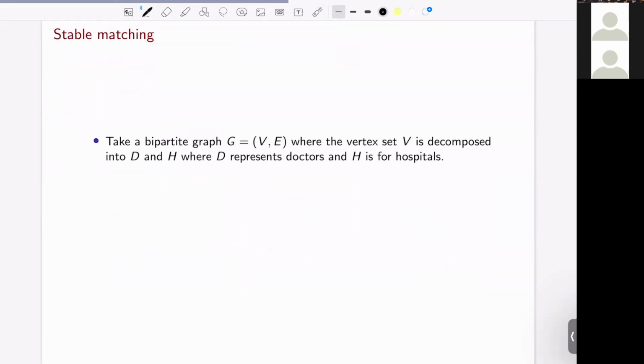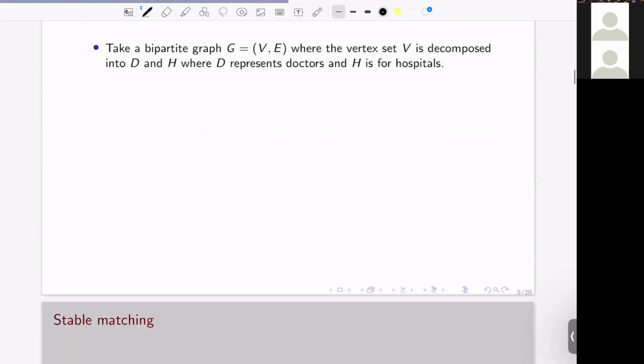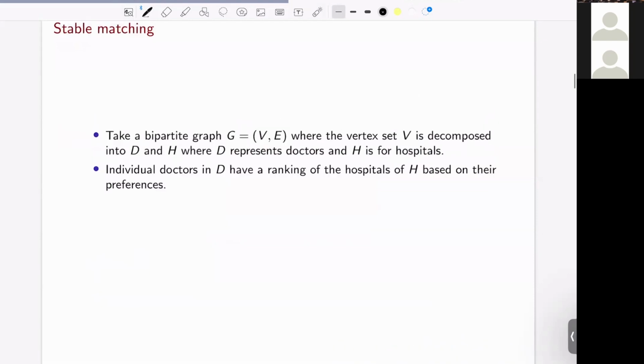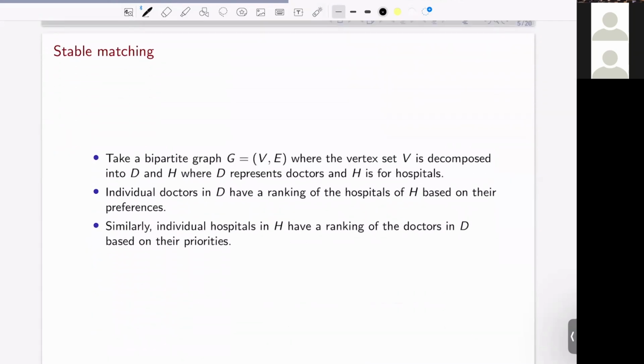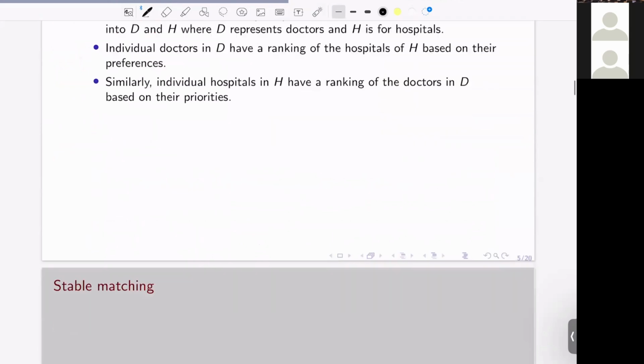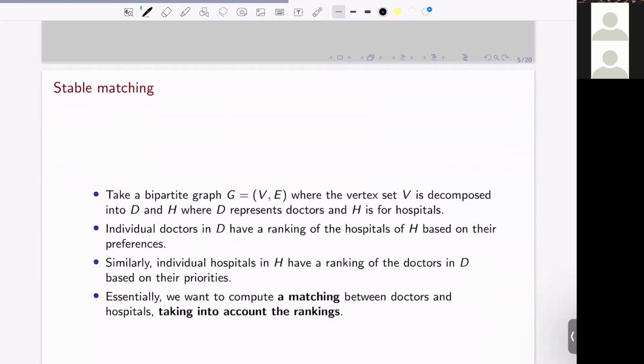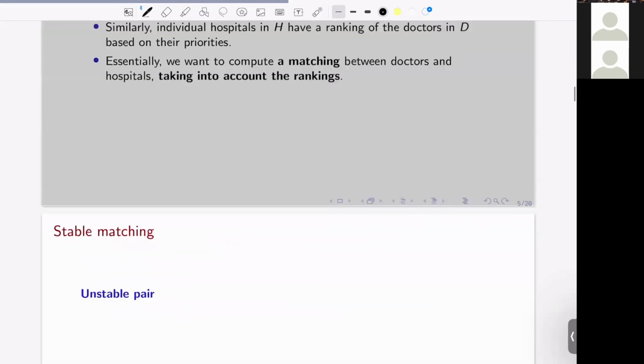To explain this, we take a bipartite graph, and one set corresponds to doctors and the other side corresponds to hospitals. Individual doctors have a ranking of hospitals, and also hospitals have their ranking of doctors. We want to conform to these preference rankings. When we compute the matching, we want to consider the preference rankings of both parties.